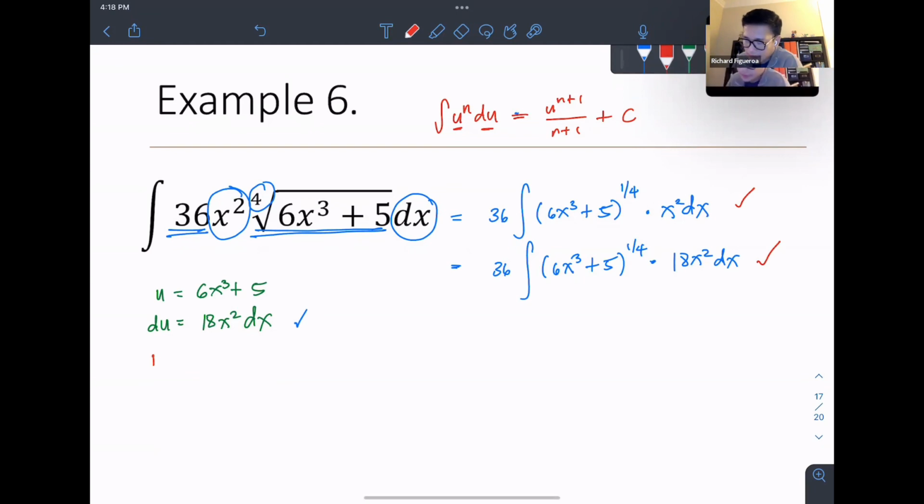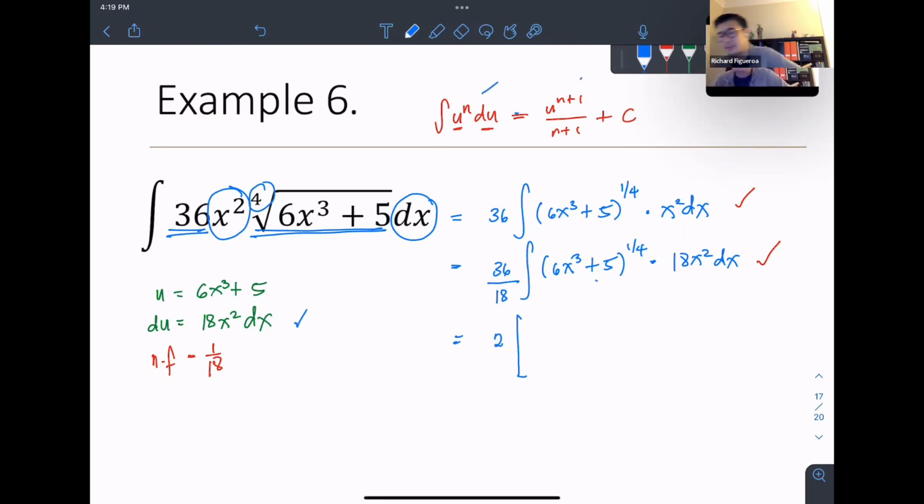Since it is in excess by 18, I'll have a neutralizing factor, which is 1 over 18. The neutralizing factor is the reciprocal of the coefficient which is in excess. So I'm going to divide it by 18, and then I can now proceed. 36 divided by 18 is 2. Then I'm going to integrate this, since this is now in the form.